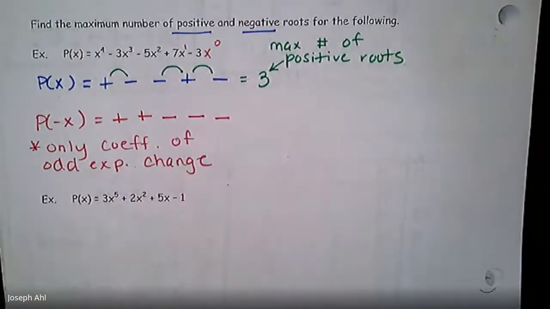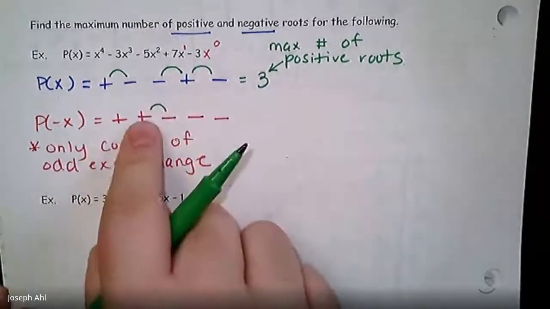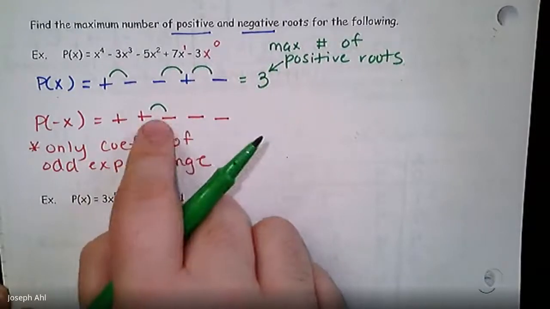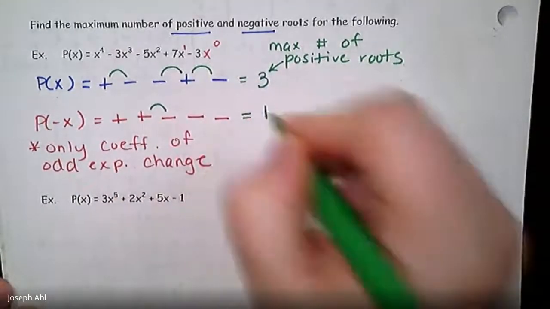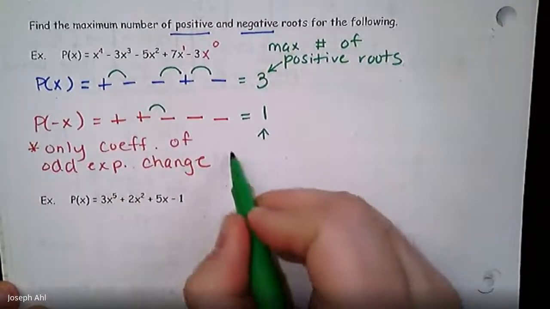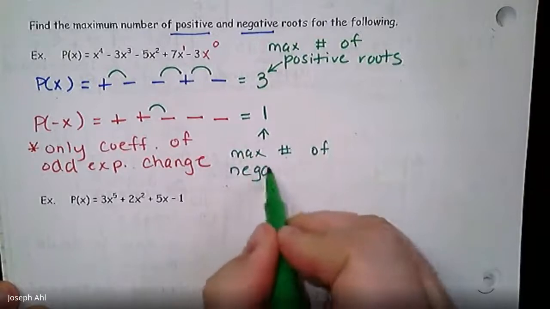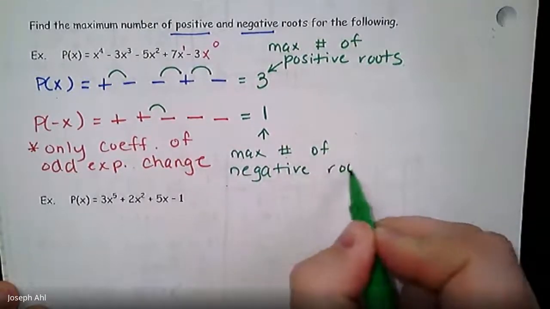How many sign changes do we see here for p of negative x? I'm only seeing 1 in the middle here, right? It goes from positive to positive, no change there, but positive to negative, and then stays negative the rest of the way. So that 1 sign change that we're seeing, that is the maximum number of negative roots that this polynomial might have.